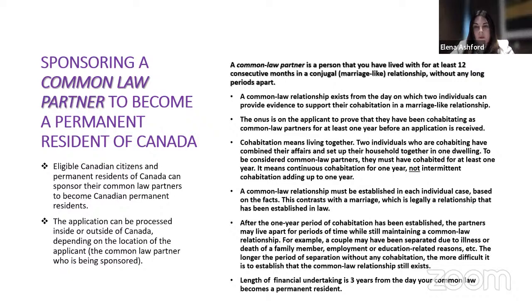And here, when we're talking about the 12 months period of cohabitation, it means not intermittent cohabitation, it's a continuous cohabitation. So for at least 1 year. Of course, there are circumstances where one of the common law partners had to go away for several weeks, and there are legitimate reasons why there may be periods of time within 12 months when the common law partners are not residing together. And that would be employment type of reasons, education, compassionate reasons, such as death of a family member.